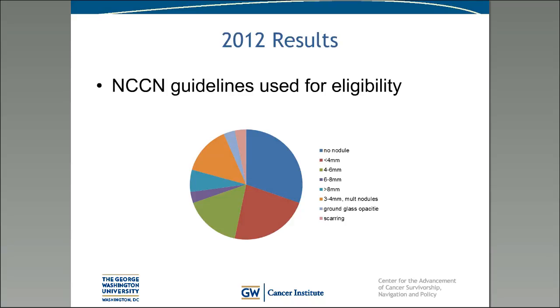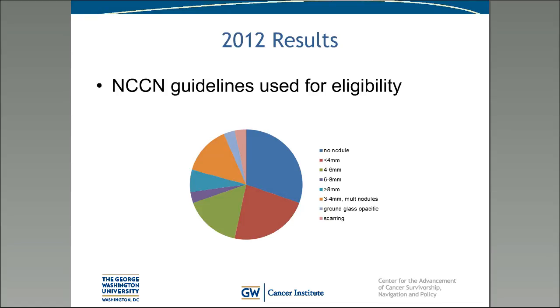21% of our patients had smaller than 4 millimeter nodules. 15% of them had 4 to 6 millimeter. 3% had 6 to 8 millimeter. 6% had greater than 8 millimeter nodules. And then we had some other multiple nodules, 13%, and scarring, 3%. These are high-risk patients who will need follow-up scans per the Fleischner Society's pulmonary guidelines.